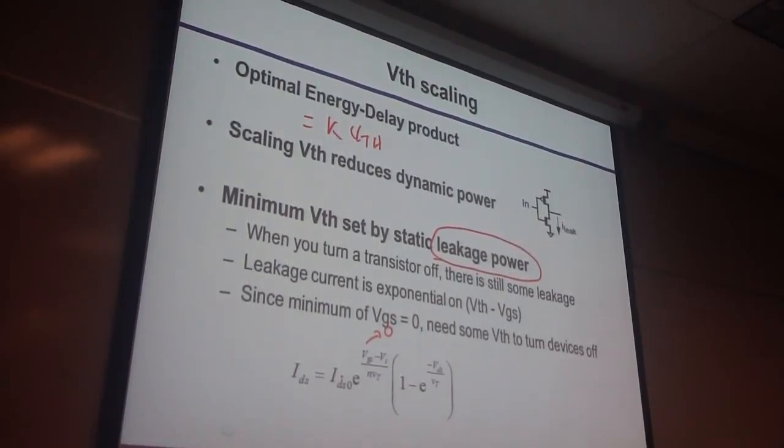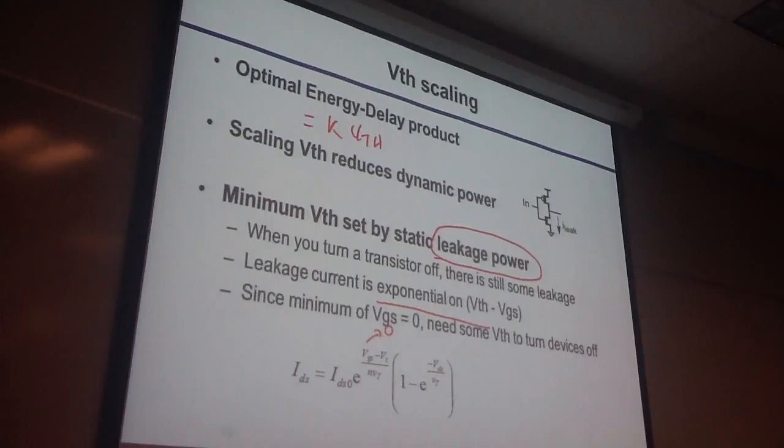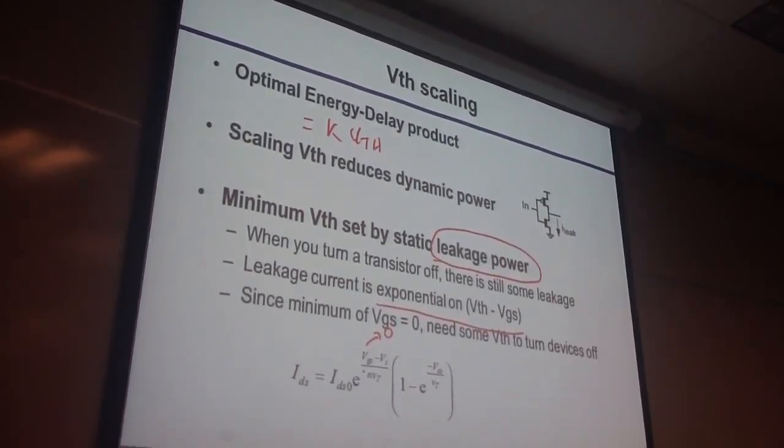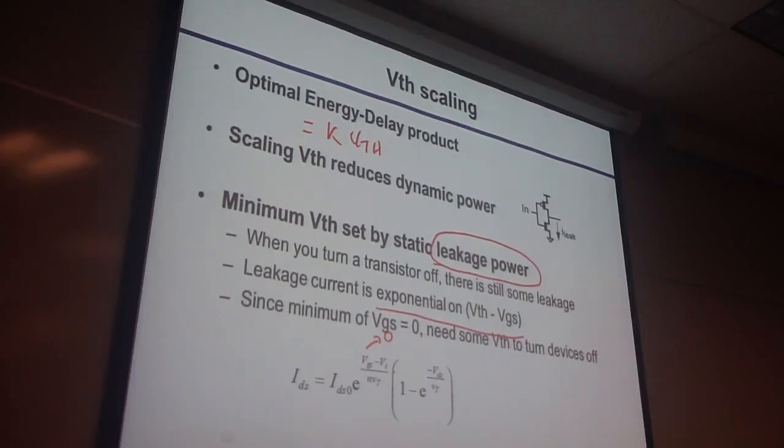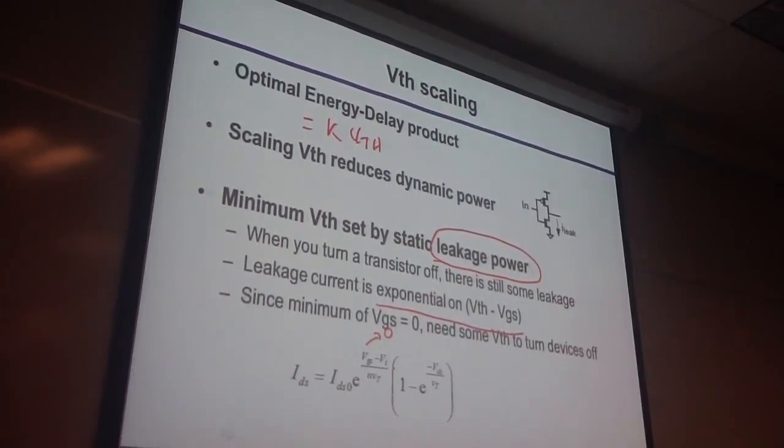So the reason why you don't continue to scale VTH is because leakage current has an exponential dependence on VTH, okay? So that's why you don't scale it. Any questions? All right.